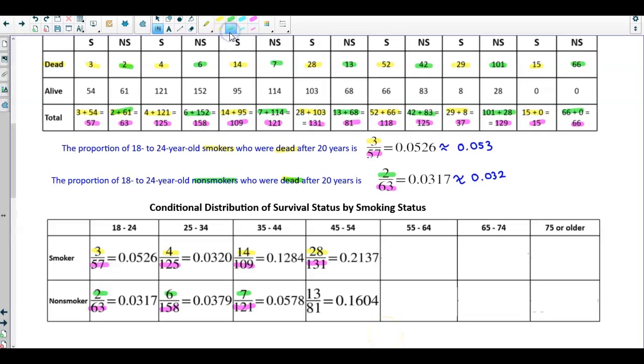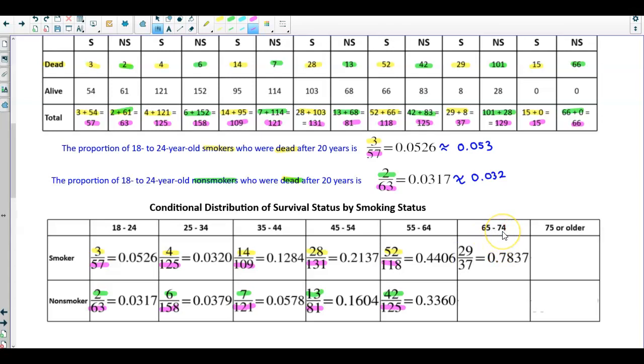And then the next, we're going to take the non-smokers in that age group, which is 13, divided by the total in that column, which is 81, to give us 0.1604. The next age group is 55 to 64. The total smokers in that column that were dead is 52, divided by the total in that column of 118 to give us 0.4406. Now for the non-smokers in that age group, it is 42, divided by the total in that column of non-smokers, which is 125, gives us 0.3360.